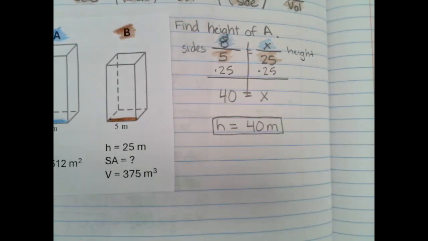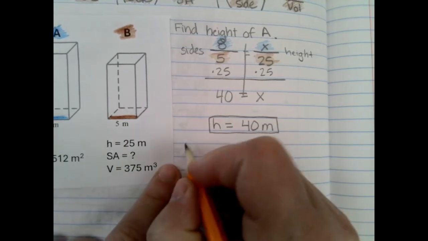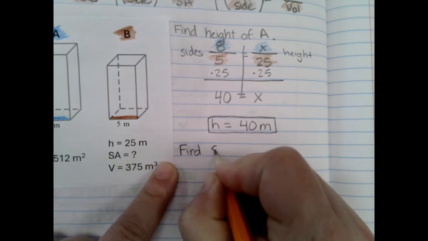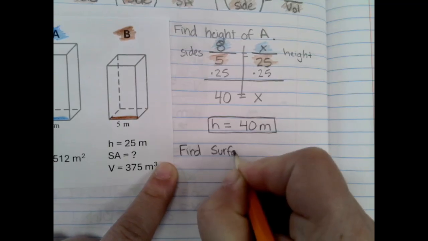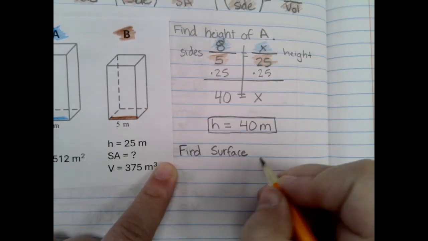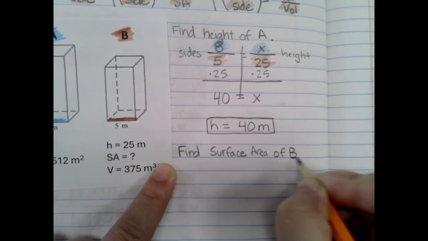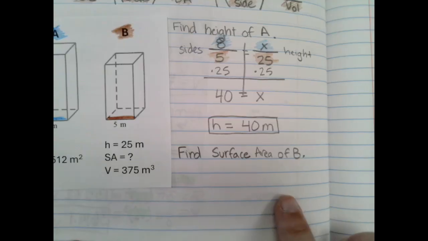Okay, we're going to do 2 more. Now we're going to find the surface area, but when we find surface area, it's going to be for what? Which one are we missing? B. Okay, so we're finding the surface area of B.